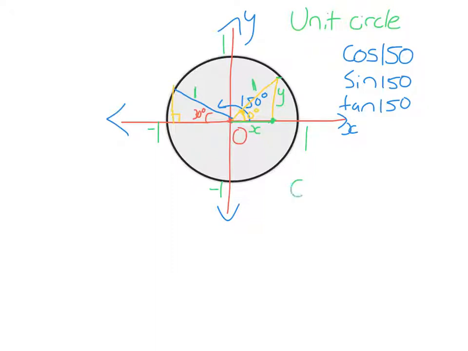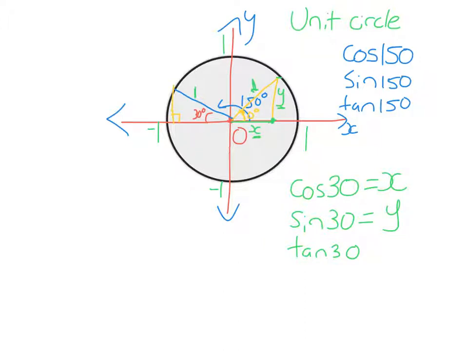So cos of this angle 30, it would be adjacent over hypotenuse. It'd just be the x value, whatever that x value is. Sine of 30 is opposite, which is y over 1. Y over 1 is just y. Tan 30 will be the opposite over the adjacent, which is whatever the y value is over whatever the x value is, right? So cos of the angle, cos theta, is the x coordinate, sine theta is the y coordinate, and tan theta is y over x.